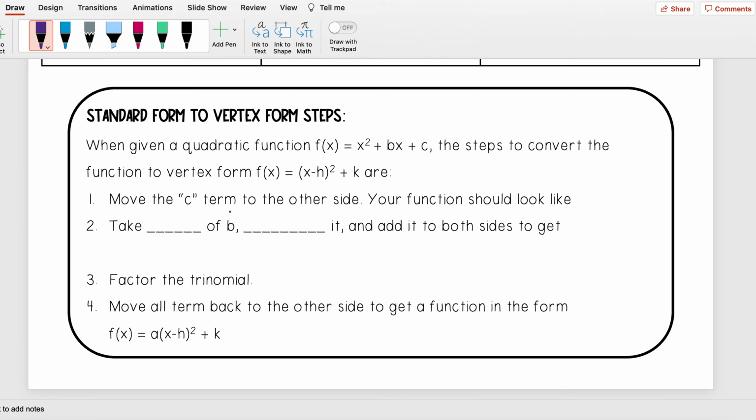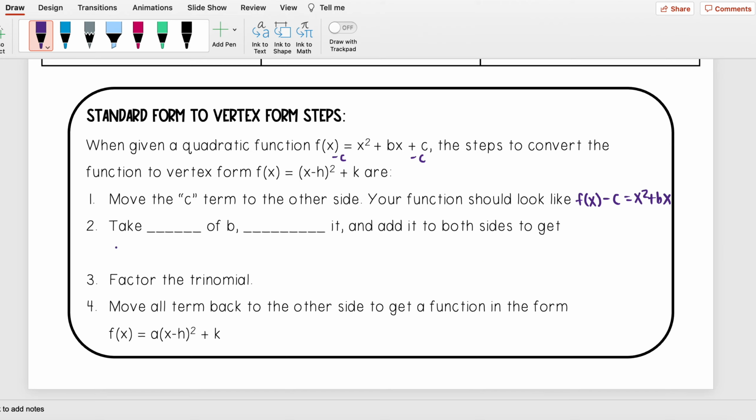First, we're going to move this c term to the other side. So we're going to move this to the other side by subtracting c from both sides. And so now our function should look like f of x minus c is equal to x squared plus bx.